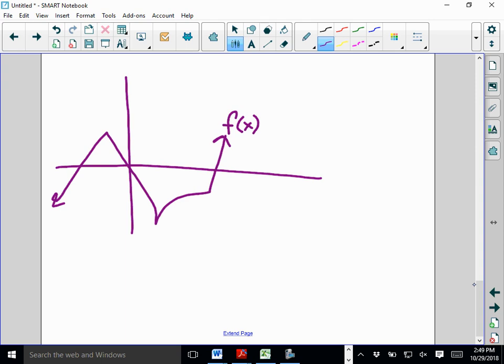Clearly, this graph has 3 points where I'm not going to be able to calculate f prime. Right? 3 places on here, f prime is going to be undefined. I can't come up with an answer for the derivative. Those points are right here, and right here. So all 3 of these are critical points.